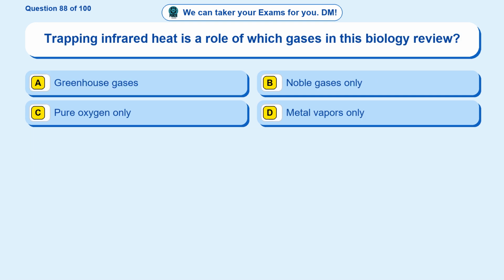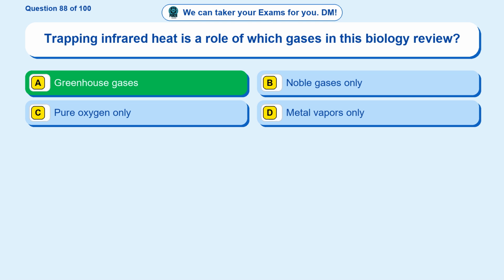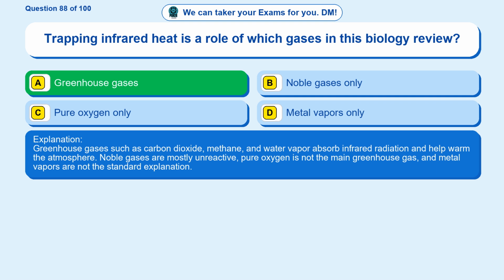Question 88. Trapping infrared heat is a role of which gases in this biology review? Option A, greenhouse gases. Option B, noble gases only. Option C, pure oxygen only. Option D, metal vapors only. The correct answer is option A. Greenhouse gases. Greenhouse gases such as carbon dioxide, methane, and water vapor absorb infrared radiation and help warm the atmosphere. Noble gases are mostly unreactive, pure oxygen is not the main greenhouse gas, and metal vapors are not the standard explanation.